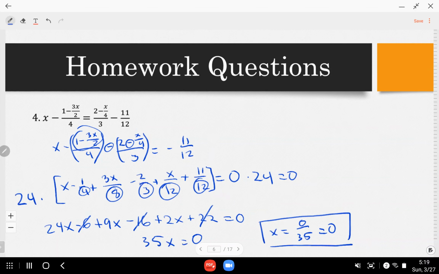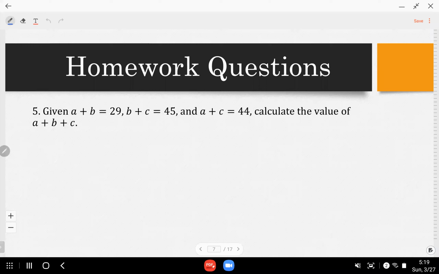Okay. Last question. This one, number 5, is actually one of those MATHCOUNTS problems. You'll see this in math competitions. Actually not math Olympiad. This is too easy for a math Olympiad. But in a math competition, this one asks: calculate the value of a plus b plus c. How can you do this fast? They give you a plus b is equal to 29, b plus c is equal to 45, and a plus c is equal to 44.